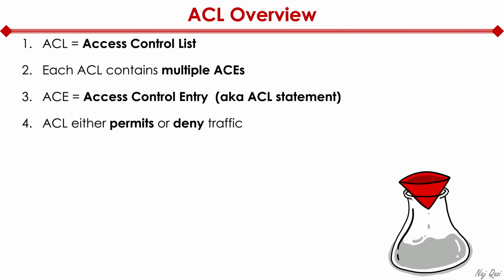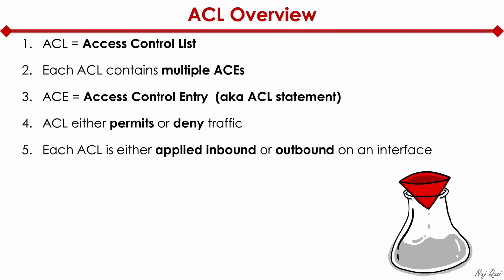So as you can see, the picture here, ACL is analogous to a coffee filter. So if you think of a coffee filter, what does it do? It traps the coffee grounds, but it allows the flow of liquid to go through. Similarly, ACLs filter traffic in our network. Each ACL is either applied inbound or outbound on an interface.